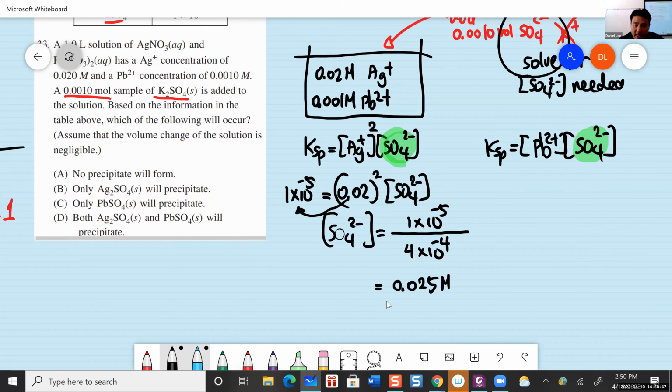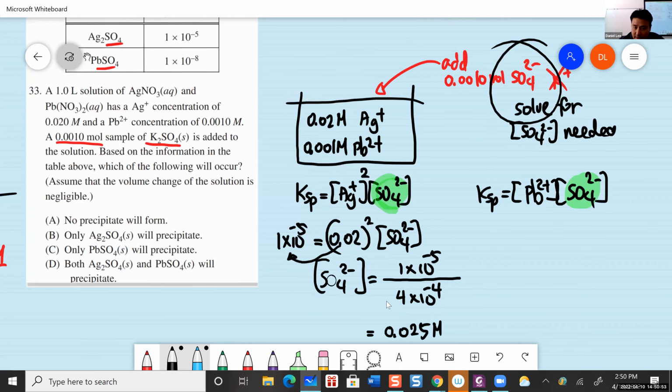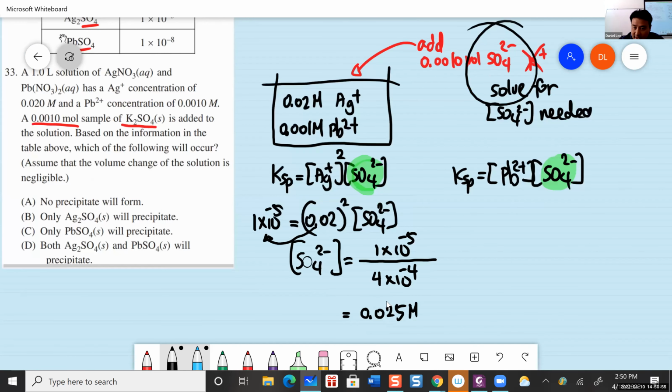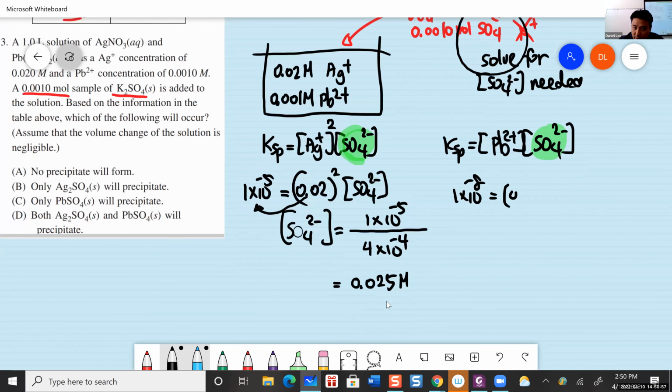And let's do the other one. The KSP here for lead sulfate is 1 × 10⁻⁸. So 1 × 10⁻⁸, Pb is 0.001, and I can solve for sulfate. And the sulfate here is a lot smaller. Not a little bit, I wouldn't say a lot, but several magnitudes smaller, right?